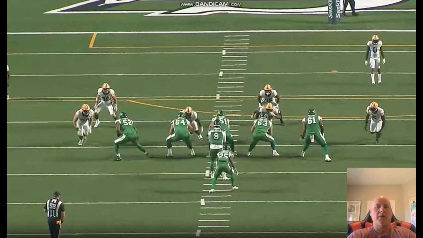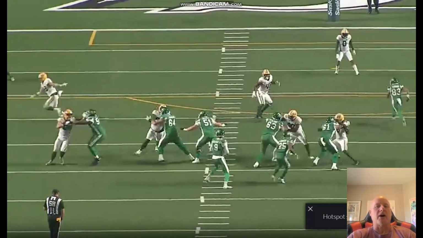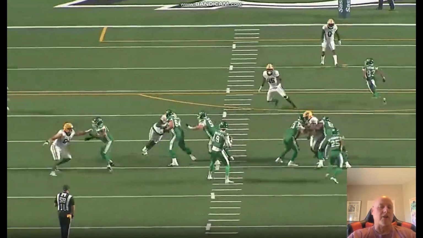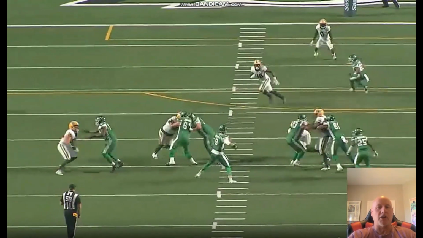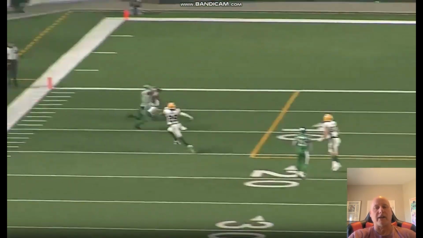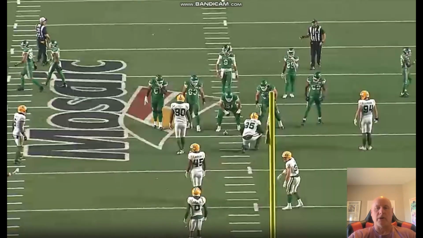Let's take a look. Right here, there's going to be a double on the center as the will linebacker drops out. Godbear, the center, ends up helping Evan Johnson on the nose guard. And that's what you're trying to do with the slide side, get a double team. Let's go to another clip.